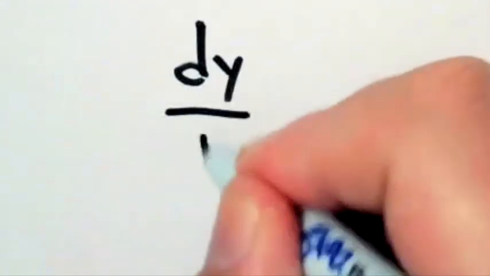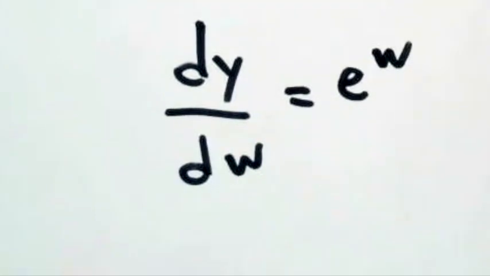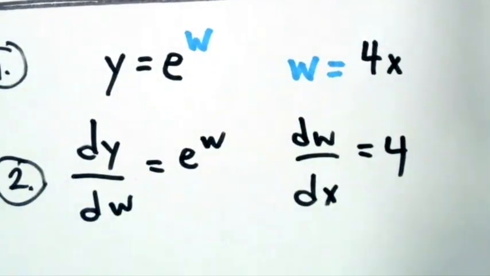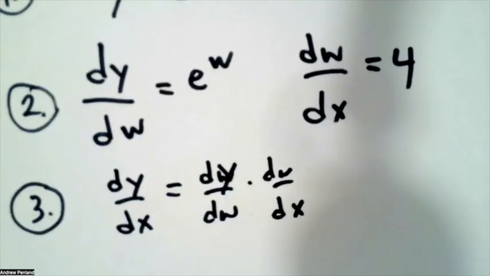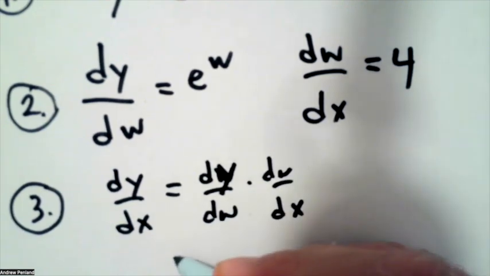Here we need to know our basic derivative rules. Now we write dy dx equals dy dw times dw dx, and plug in the pieces.